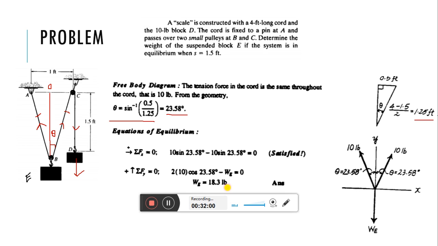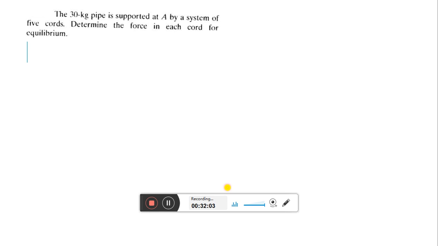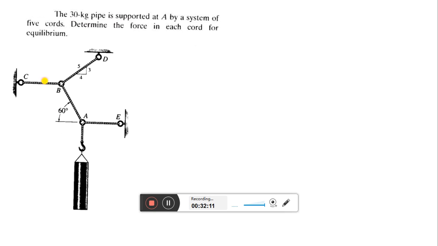Let us see the next problem. A 30 kg pipe is supported at A by a system of 5 cords. Okay, so 5 cords are there: AB, BC, BD, AE, and this fifth one. Determine the force in each cord for equilibrium. Some information is given. This angle is 60 degree given. Okay, and here 3, 4, 5. This triangle is given. So from triangle you need to calculate the angle.